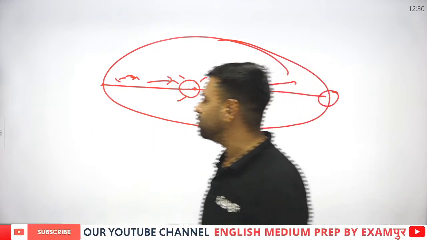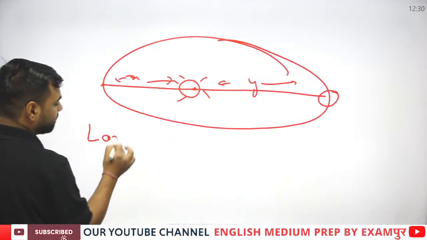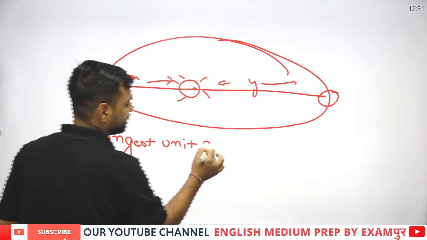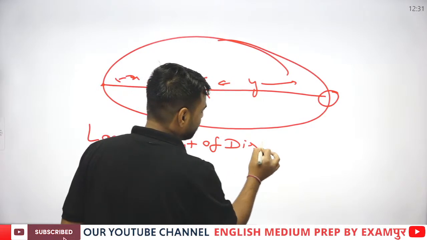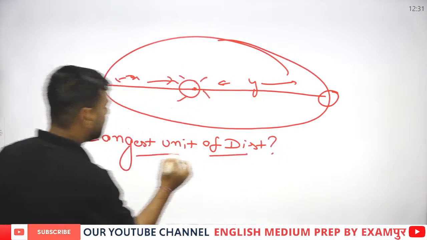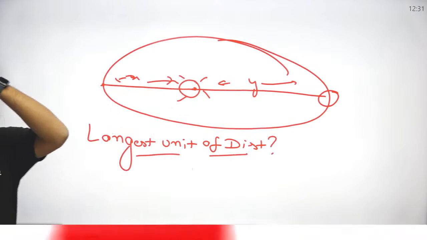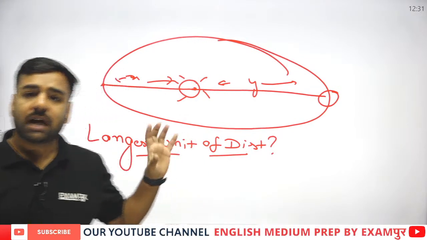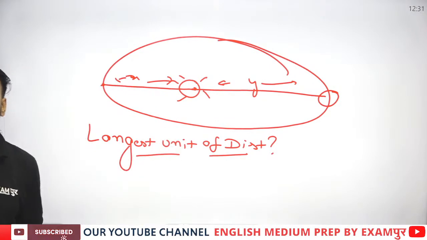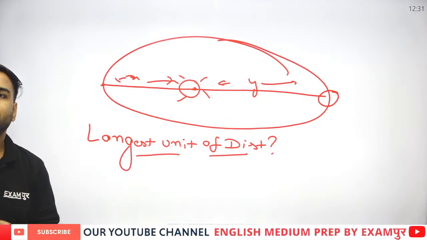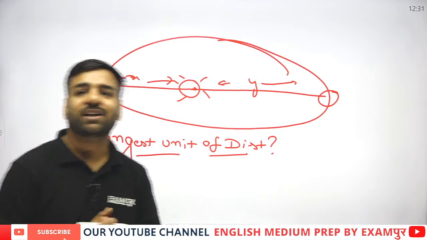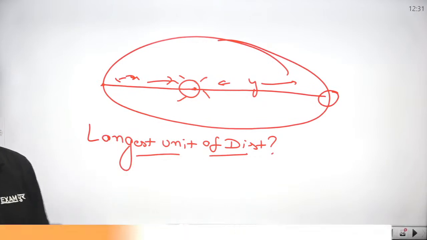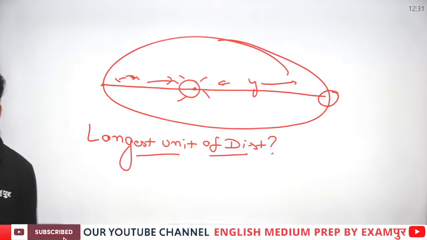What if I ask you the longest unit of distance? What is the longest unit of distance? So now this is my question. Who can answer me? This is asked in the examination again. Very important question. I am asking about the longest unit of distance. No. That is quite a different thing. This is the average or mean distance between the sun and the earth. Fine. So yeah, what is the longest unit of distance?